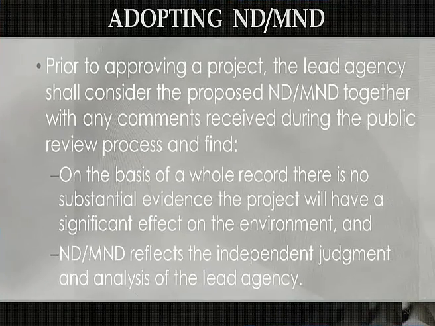So after all these steps have been made and gone through, prior to approving the project, the lead agency needs to consider the proposed negative declaration or mitigated negative declaration along with any of the comments that they received and make a couple of findings. First, they need to determine that based on the whole of the record, there's substantial evidence that the project does not have a significant effect on the environment. So that's the negative declaration. That's basically what it's saying, is that this project does not have a significant effect on the environment.